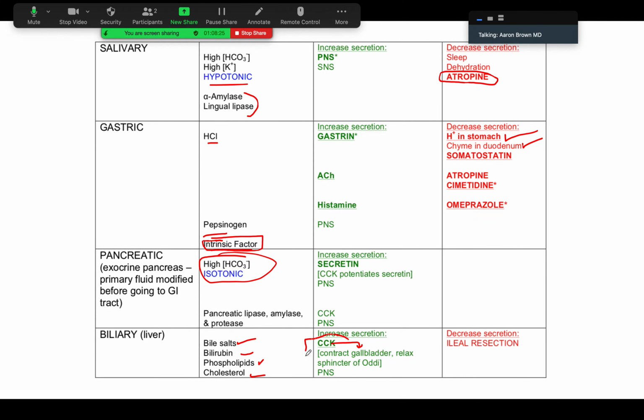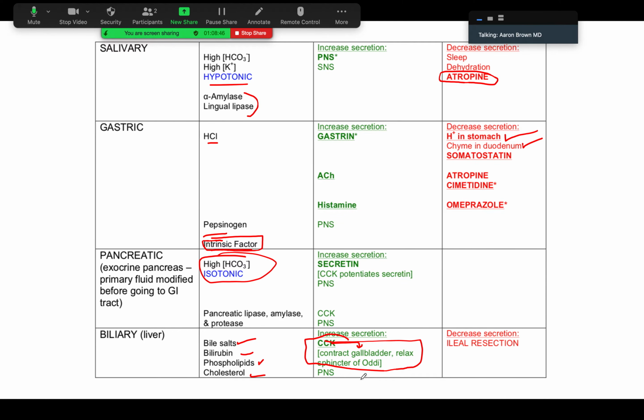I want you to get a tattoo when you have some free time this weekend of this fact. CCK contracts the gallbladder, relaxes the sphincter of Oddi. If it's tattooed on your body, you won't get in trouble for cheating. Okay, at least I don't think you will. If you do, you know, it was worth it, because that's going to be a badass tattoo, all right?